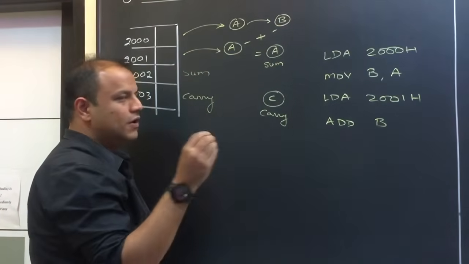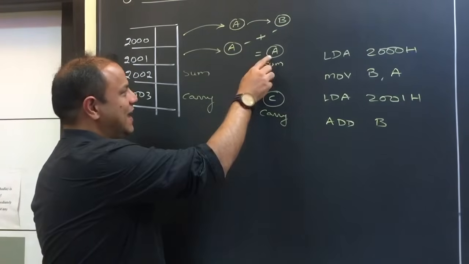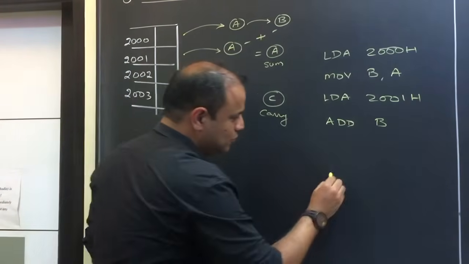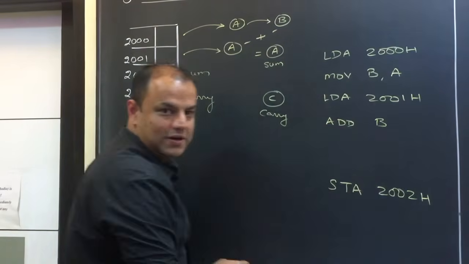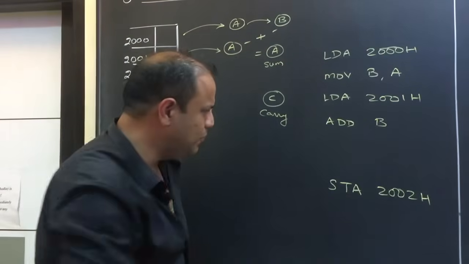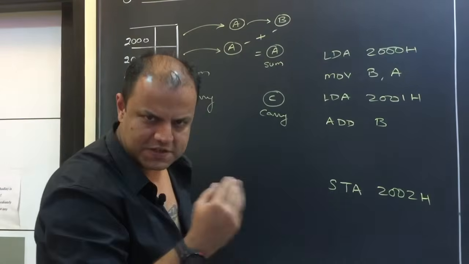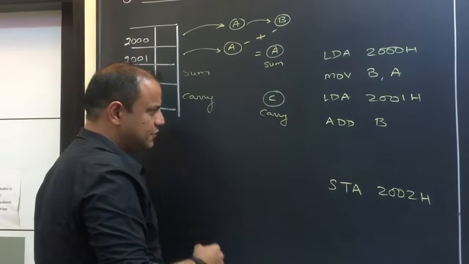Now when you did this, who has what? A has the sum. The sum is in A. Store the sum at 2002. STA 2002. Please tell me, did you understand this? We have stored the sum in 2002. Assume the carry is in C register. I will put it. Can you see I have left space? I'll put it. First, let's just store the carry. Assume the carry is in C register. The carry is in C.